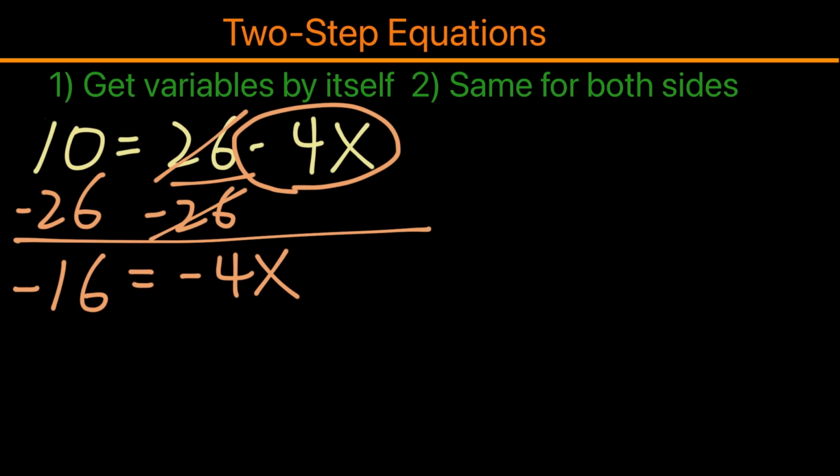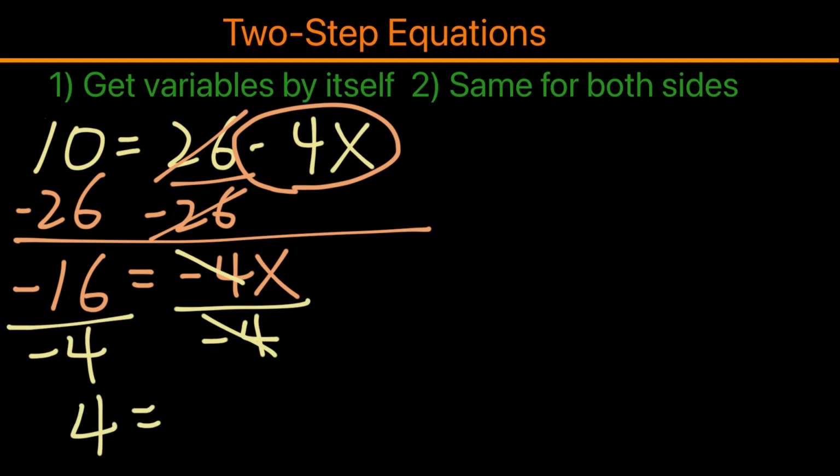Now, the next operation that we have is negative 4x. And the opposite of that would be division. So we would need to divide this by negative 4 in order to cross these out. And we would divide by negative 4 on the other side as well. So negative 16 divided by negative 4 is a positive 4 equals x. So here we have x = 4.